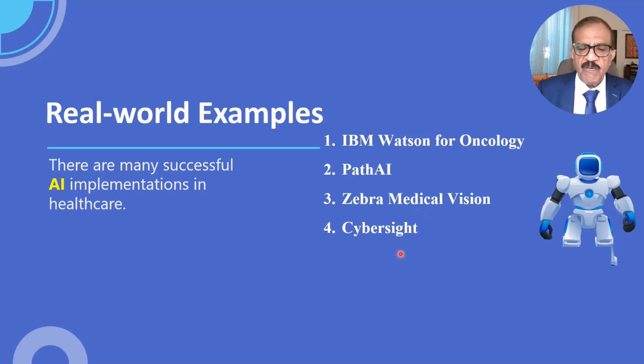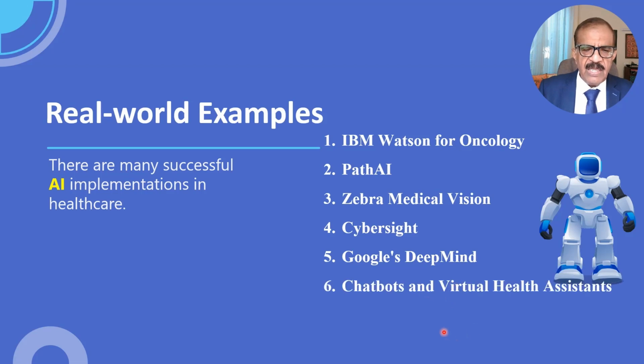CyberSight is software which is used for retinal diagnosis and visual problems. Google DeepMind is for protein analysis and many other things actually. And then chatbots and virtual health assistants are developed. Maybe just a computer, or a computer with the looks of a robot, can help you as a chatbot. If you call a hospital, it will give you the appointment, and it will also answer all your questions if you have any queries about your disease, your medication, your diet, and it will be able to offer you that facility.